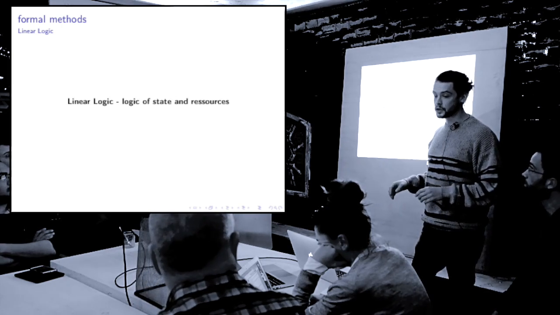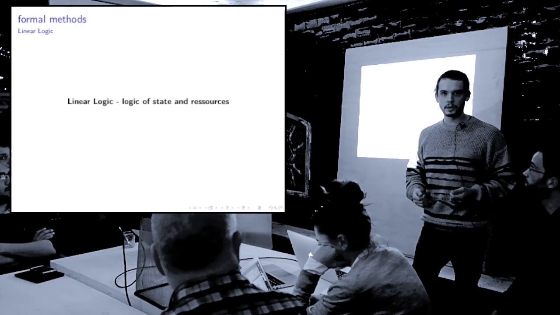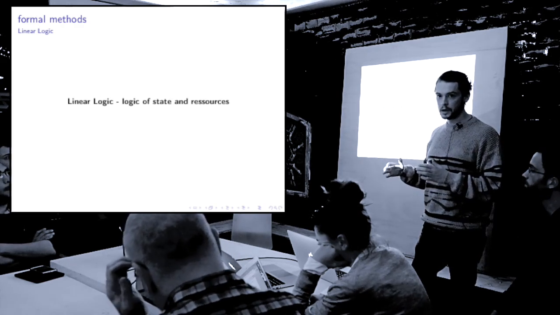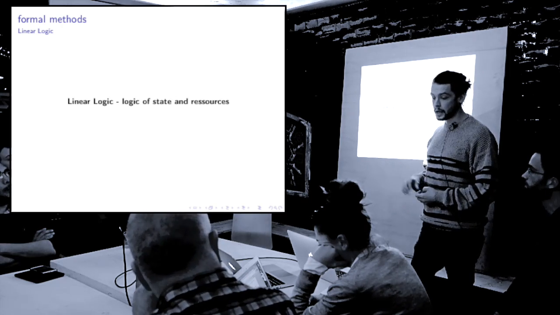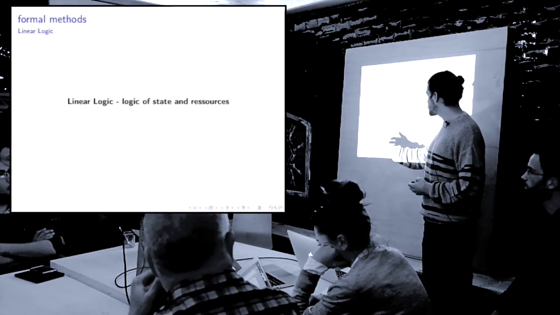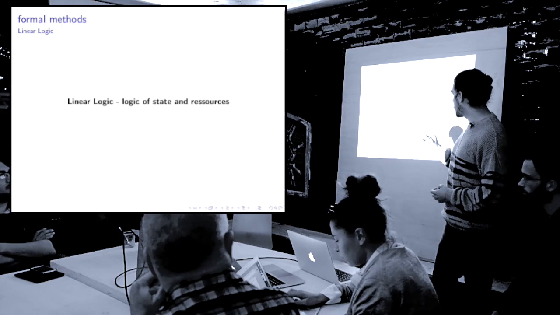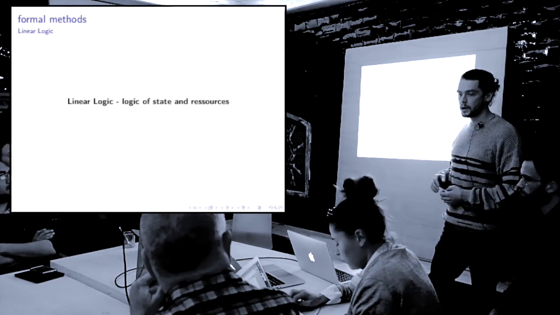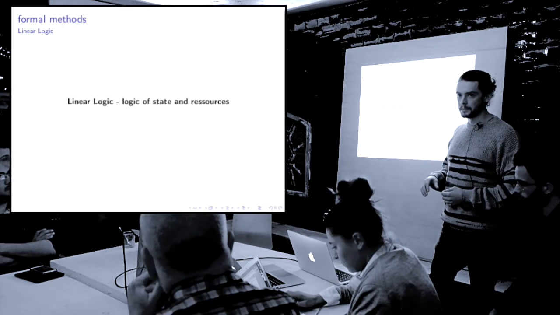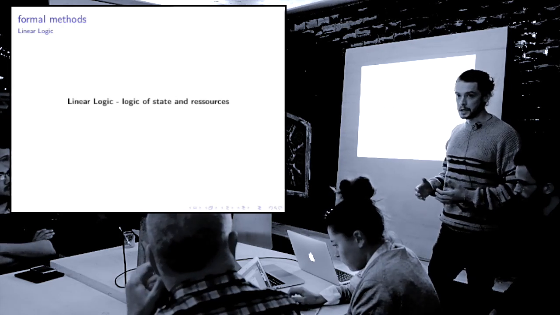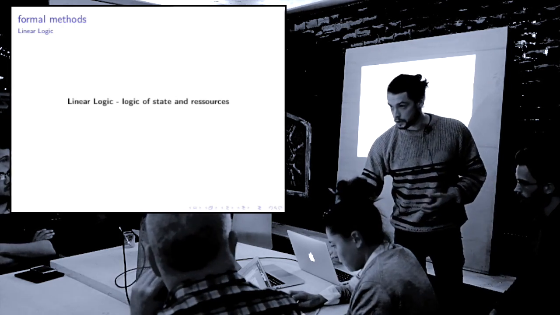But usually logic expresses statements about truth. So we can ask what is true, what is not true in some particular statement. And linear logic takes this into a logic of state and resources. So we are able to make statements about linearity, statements about security of resources, consumption of resources, and consumption of states.